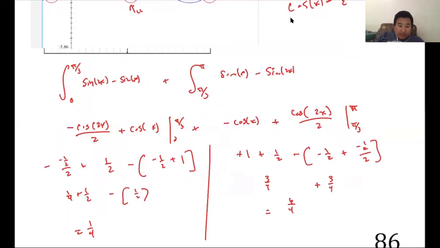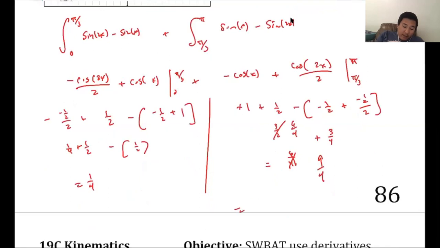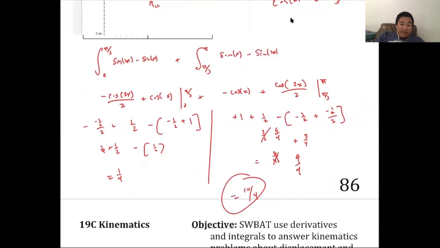Cosine of pi is negative 1, that's 1. Cosine of 2 pi is 1/2. Oh, this is 1 point. This is 3 over 2, which is 6/4, which is then now 9/4, which then equals 10/4. Jeez. I'm really sorry. I'm going to try to edit out that part.